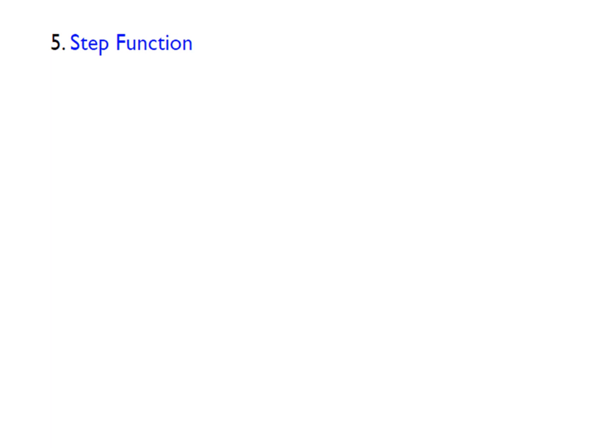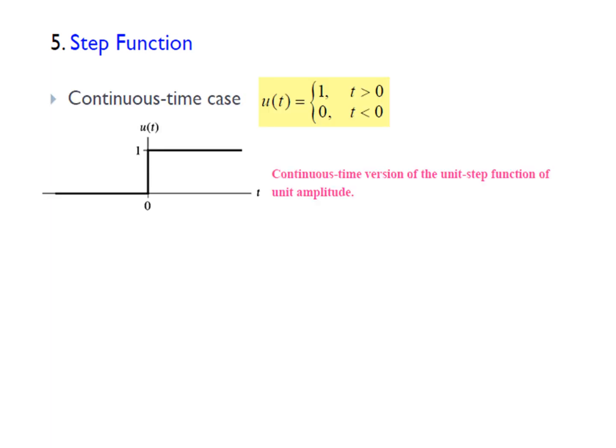The next very important class of signal is the step function. What is a step function? The basic definition and graphical representation of a unit step function has been shown here for the continuous time case. You can see there is one step, an abrupt change in the value of the signal, and after that change, the signal remains constant. The unit step function is normally denoted by the notation u. U stands for unit. U of t means unit step.